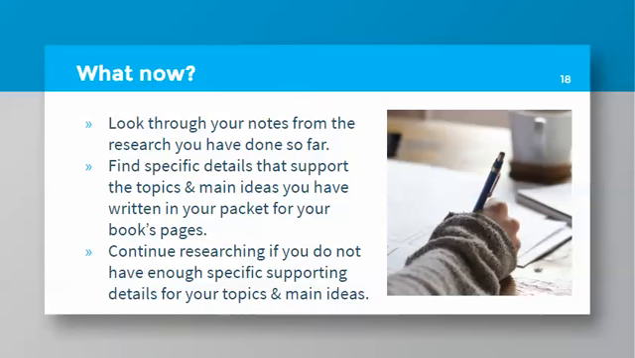All right, so this should help you out. I know that this is going to be a lot of work, trying to make sure you have enough details and facts to support your main ideas in your packets. But once you have this entire packet filled out and everything is clear, it's going to be so much easier putting your nonfiction children's book together. So do the work now, and it will be less work later on.